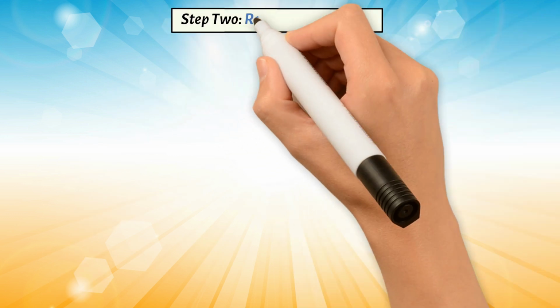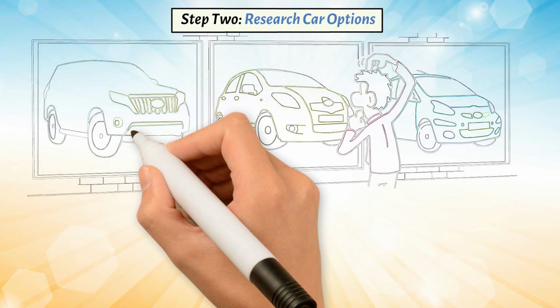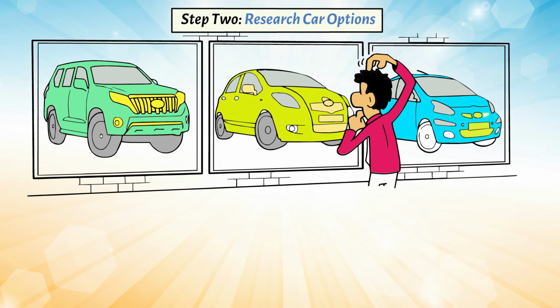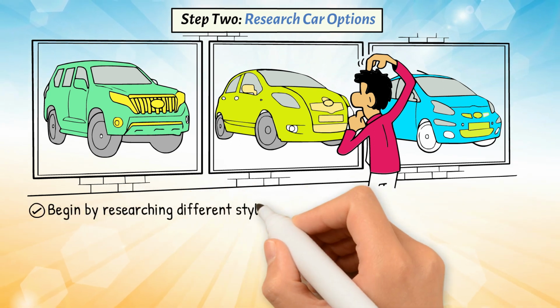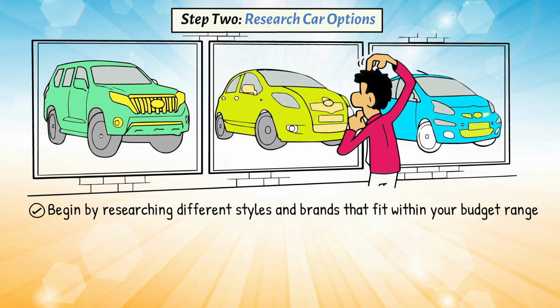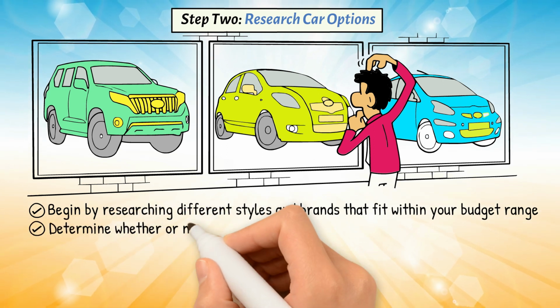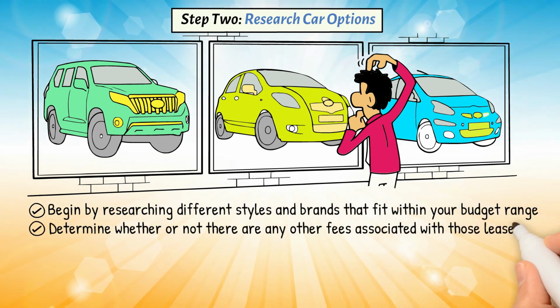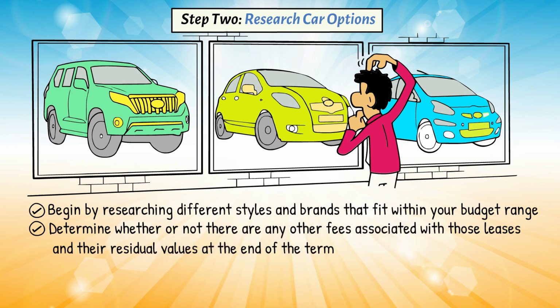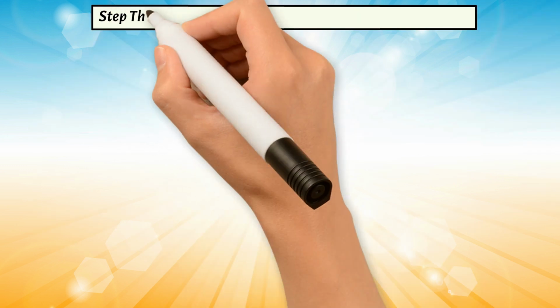Step 2. Research car options. Once you've determined the total cost of your lease, it's time to narrow down which car is right for you. Begin by researching different styles and brands that fit within your budget range. Then, determine whether or not there are any other fees associated with those leases and their residual values at the end of the term.